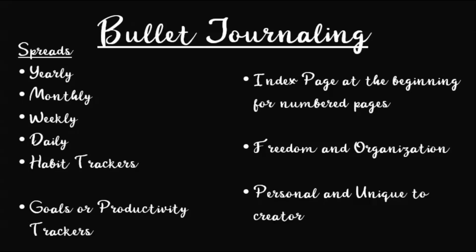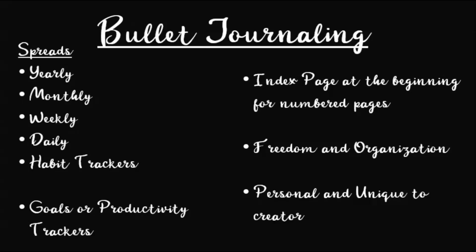They consist of spreads, and in this left-hand column there are the spreads that are in bullet journals. So there are yearly spreads, monthly spreads, weekly spreads, and daily spreads, and then there are also habit trackers. Another thing that sometimes you can put in there are goals or productivity trackers. And then there's always an index page at the beginning for the numbered pages. So you number every page of the book, and that way, when you want to find a certain page, you go to the index to find out what page you're looking for.